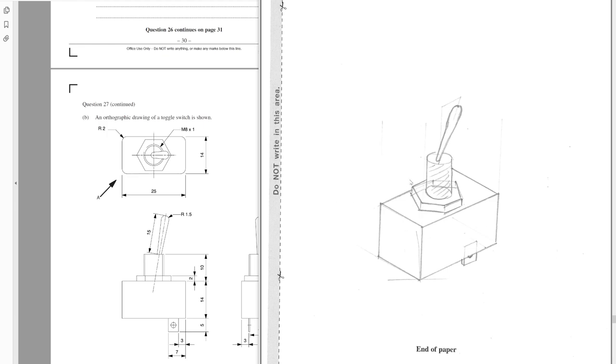Now, you'll notice that I did show the back of the hex and the back of this circle, which I shouldn't have. But you notice that they're much lighter lines, which tells the marker that they're construction lines. And as long as they can see a difference between light and dark lines, they can tell what I intend. So I actually went over everything again. So you can see the light line, my construction line, and then my finish line.